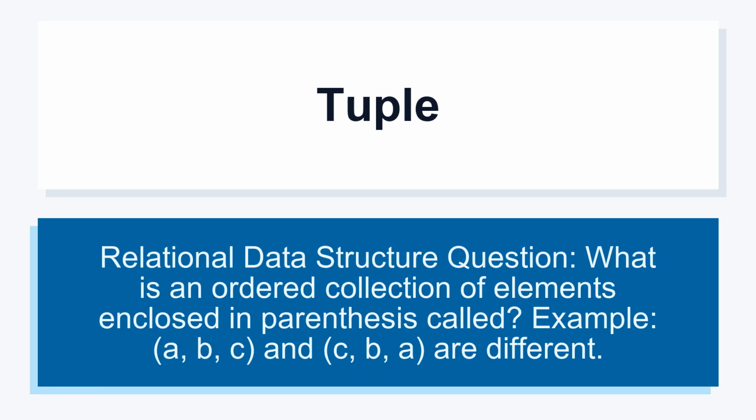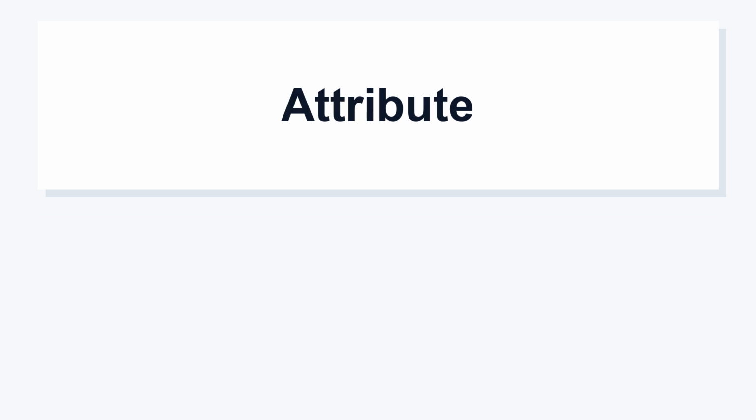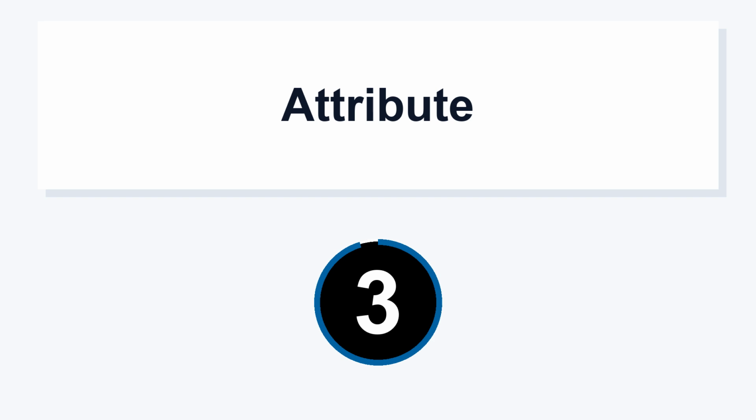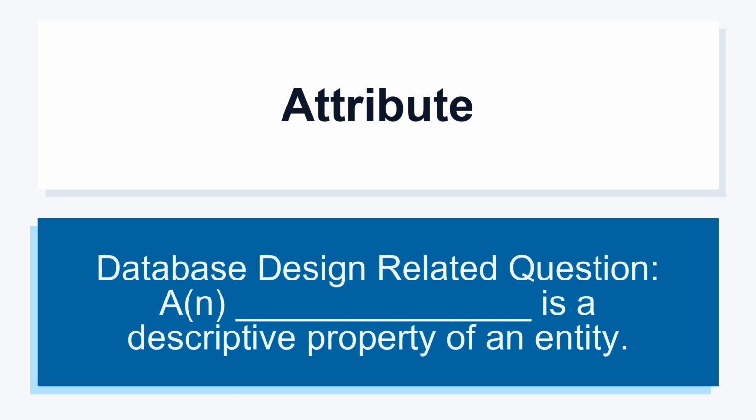Relational data structure question, what is an ordered collection of elements enclosed in parenthesis called? Example, (A, B, C) and (C, B, A) are different. Attribute. Database design related question, an attribute is a descriptive property of an entity.